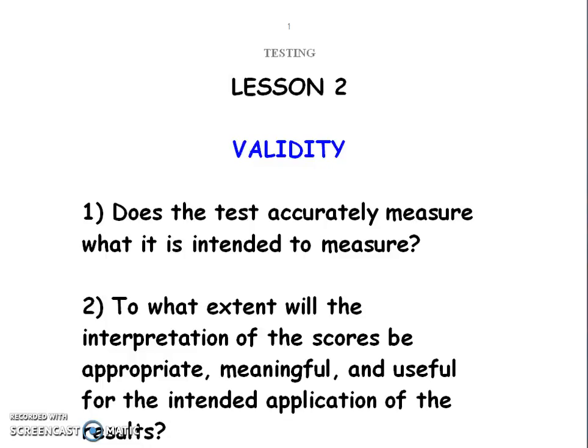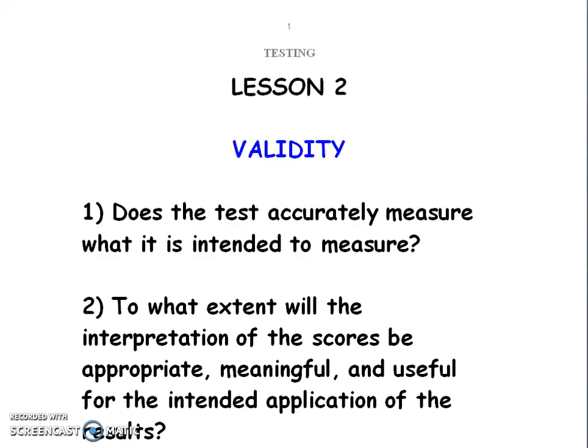Hello, we're going to talk about validity now. The first question about validity is, does the test accurately measure what it is intended to measure? That is, here it is, I've got an exam and I want to know if it's doing its job. Like a thermometer. Is the thermometer really testing my correct temperature? And if not, I don't want to use it. Think of the test like a thermometer.